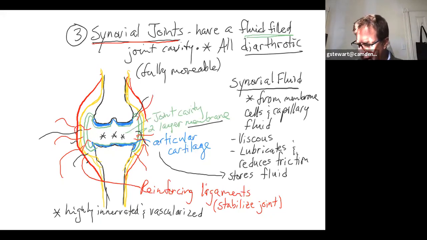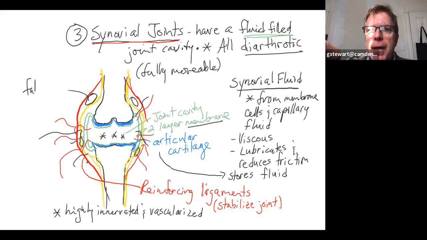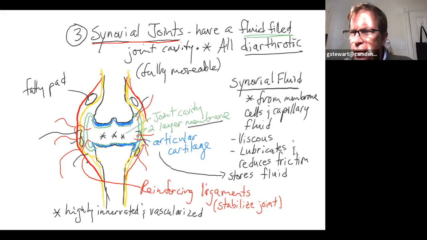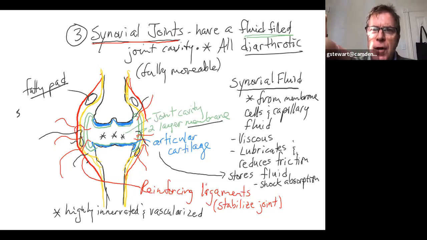There's also fatty pads between the fibrous layer and the synovial membrane. So we can get adipose tissue sort of lining this joint. I'm just going to label that a fatty pad. That helps with shock absorption, which this fluid does too. So a fatty pad would also help with shock absorption.